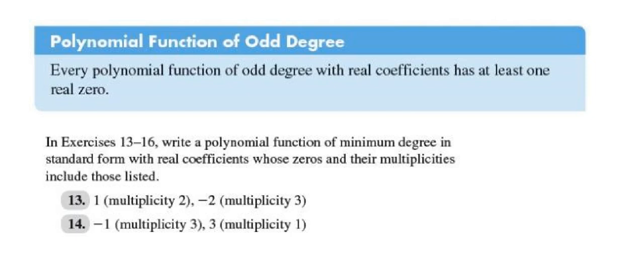Polynomial function of odd degree. Every polynomial function of odd degree with real coefficients has at least one real zero. How do we know that? What do you know about the end behavior of odd degree polynomials?